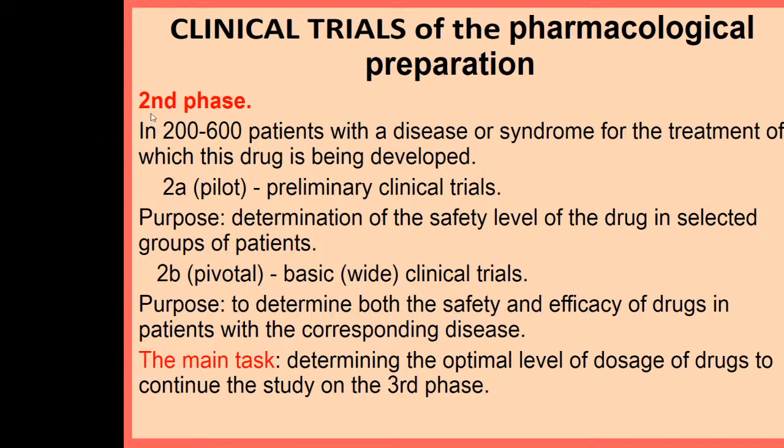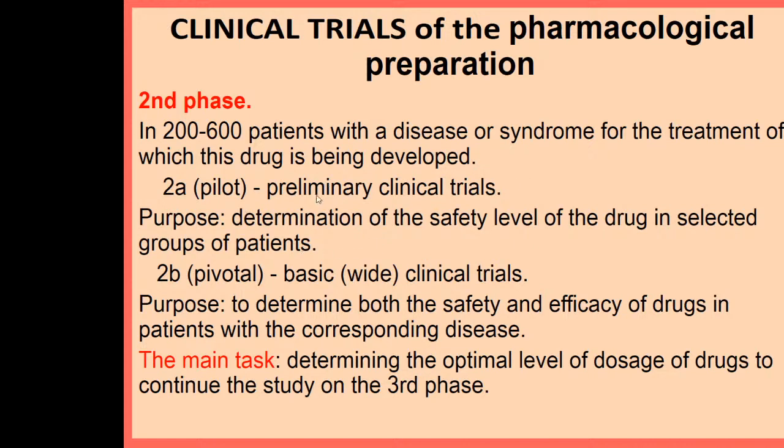But the second phase includes two substages, 2A, 2B. 2A, pilot, preliminary clinical trials, 2B, pivotal, basic or wide. During the second stage, 200 to 600 patients with a disease or syndrome for treatment of which this drug is being developed participate during this study, unlike during the first stage. Once again, first stage, healthy volunteers, and second phase, exactly patients with certain disease.